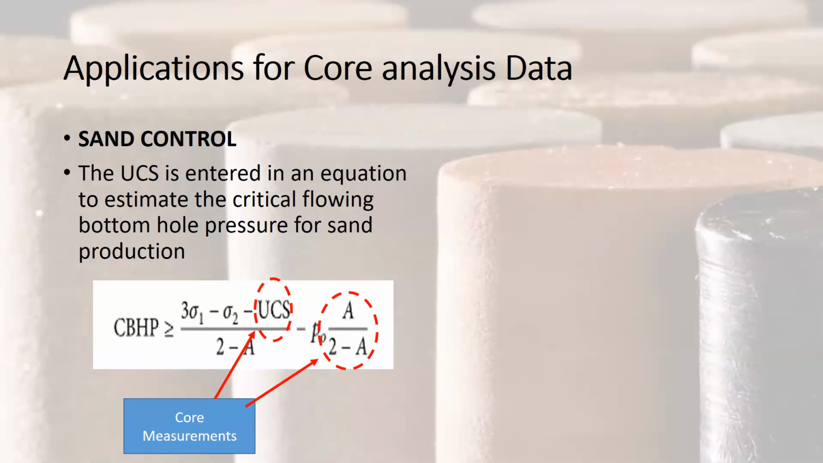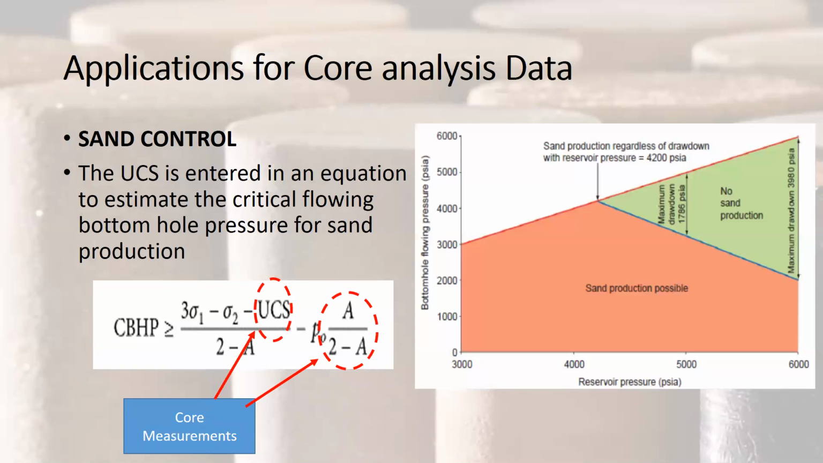As we can see, all these parameters in this equation are core data. They are core data. By having this reliable core data, we can estimate this bottom hole pressure and construct a plot that indicates the region for no sand production and the region for severe sand production.